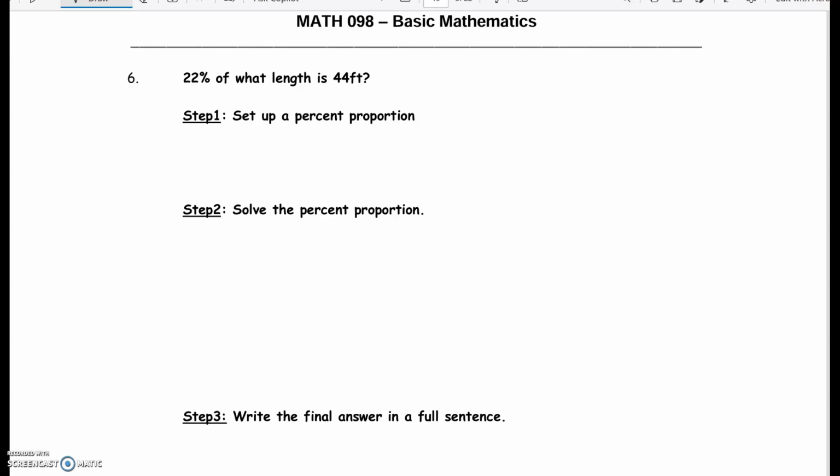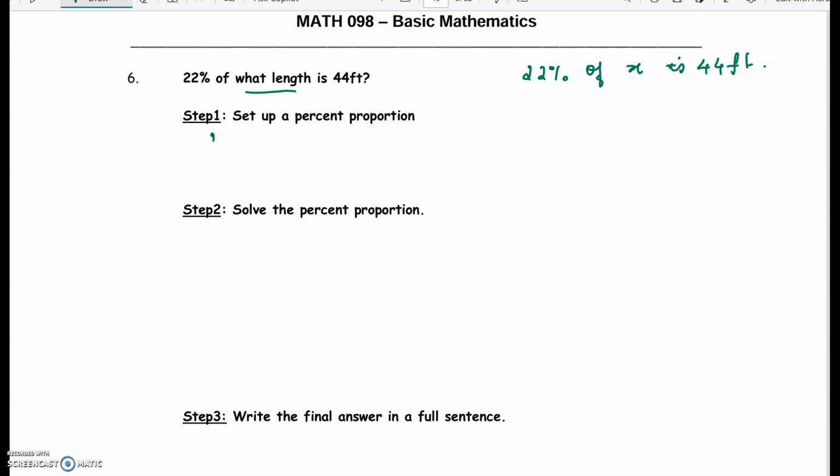22% of what length is 44 feet? So, 22% of what length, we don't know what it is, so we're going to call it x, is 44 feet. So we'll set up a percent proportion and also a percent equation.